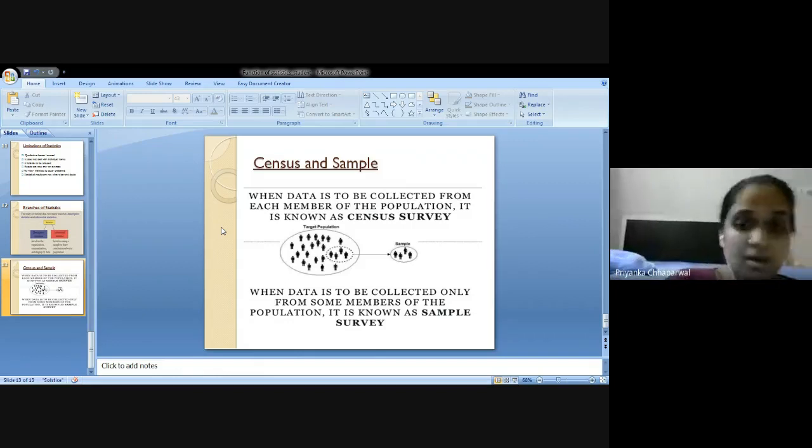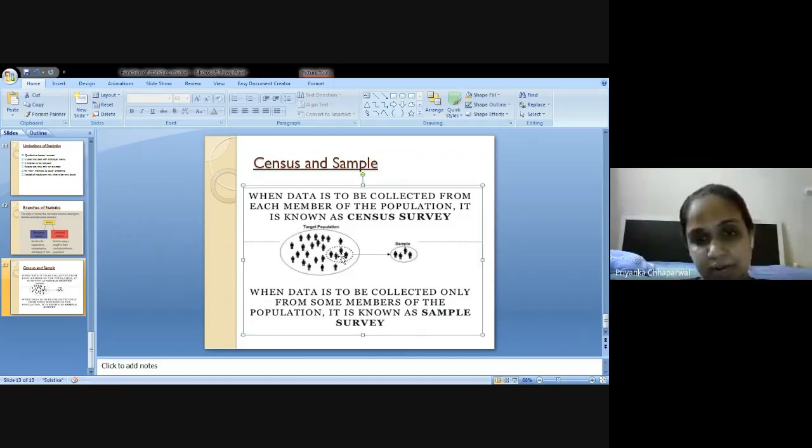So here it is our target population. In this population we take only this part. So it is our sample. In India, the census is always conducted every 10 years. But here the meaning of census is when we collect the data from each member of the population, for whatever our study variable or target variable is.